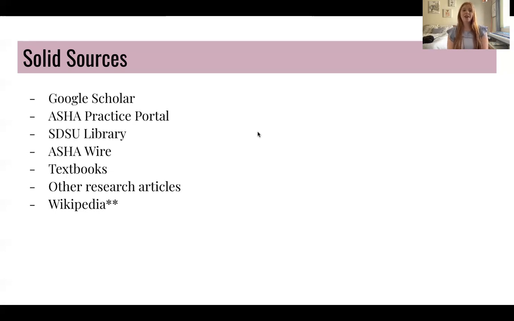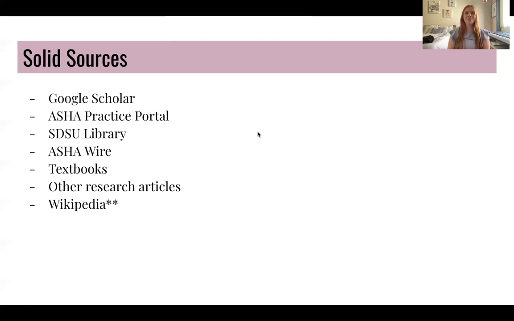But Wikipedia often has sources linked. And if you can go to those sources at the bottom, it's the same thing as finding a source for a research article. Usually it's going to take you to a website that is like a .org website, .net website, or it could take you to an actual research article.